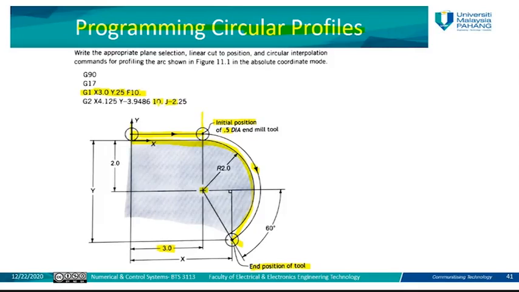I represents the distance from the start point on the x-axis, and J represents the distance from the start point on the y-axis. So if the spindle is stopped at this point and I want it to move to the second point, which is here, I need to define the coordinate of this point. This point I already know. We said it is 3 and y 0.25, but what is the coordinate for this point? You need to perform some calculation to find it.